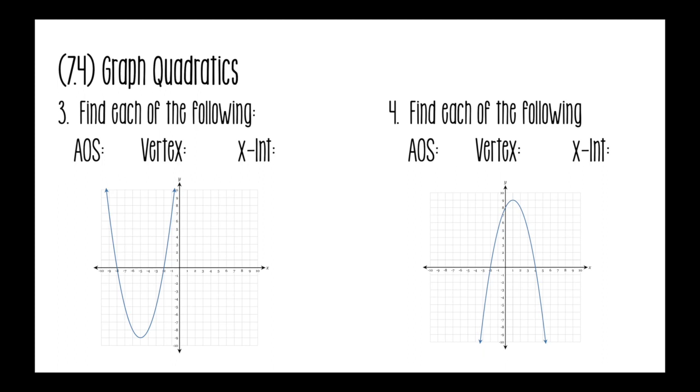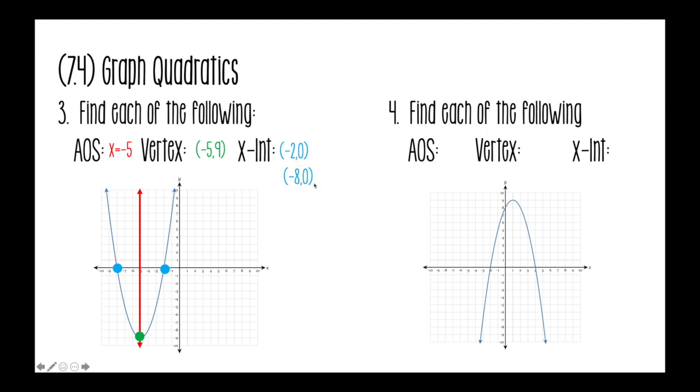Do the same thing for 3 and 4. So again, pause the video here, fill in your answers to 3 and 4, and then you'll compare those to mine. For number 3, the axis of symmetry is going to be x equals -5. The vertex is going to be a low point in this case. That's going to be at (-5, -9). And our x-intercepts are going to be at -8 and -2. So we can write those as (-2, 0) and (-8, 0).